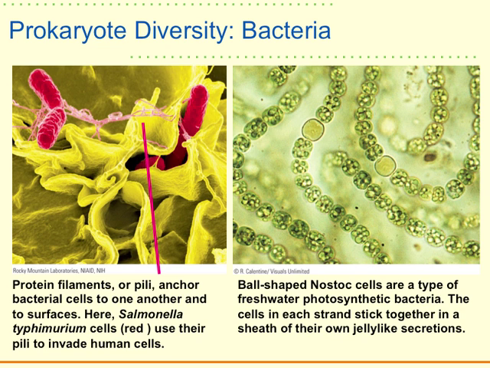We can see here, this is some of the diversity of bacteria. We have protein filaments, or pili, that are anchoring bacteria cells to one another. In this case, we have Salmonella. It's using its pili to invade human cells, to anchor themselves onto the human cells and get inside. Bad Salmonella. We also have this kind of bacteria encrusted with sugars on our teeth that hang on to our teeth using these structures. These bacteria are ball-shaped cyanobacteria cells, and they're a type of freshwater photosynthetic bacteria.